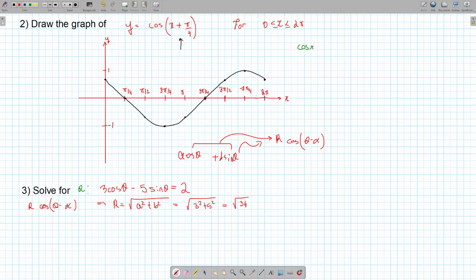Can we find alpha? Yes. Tan alpha is equal to b over a. So tan alpha is equal to negative 5 over 3. Did they give me a domain? Yes, they gave me a domain. I didn't write the domain. Theta is between 0 and 360 degrees. Okay, this is the domain. Anyways, tan alpha is minus 5 over 3.